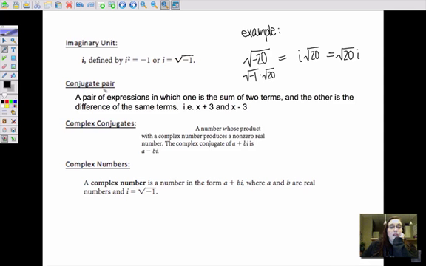A conjugate pair is a basic idea, and it's going to be useful in imaginary terms. So a conjugate pair is a pair of expressions in which one is the sum of 2 terms and the other is the difference of the same terms. So my example of that is x plus 3 and x minus 3. Those are called conjugate pairs. And what's special about conjugate pairs, if you think about this example, is that if I multiply these, I'm going to end up with no middle term.